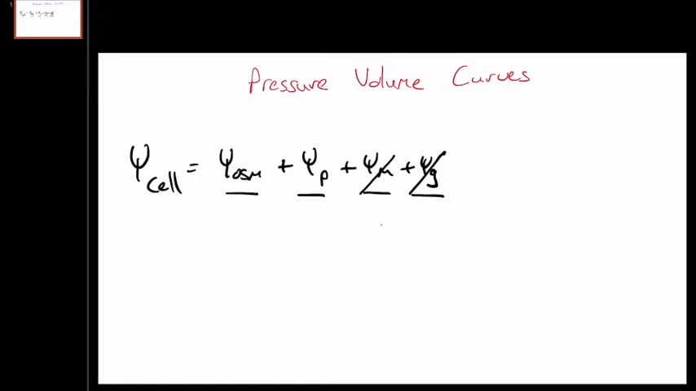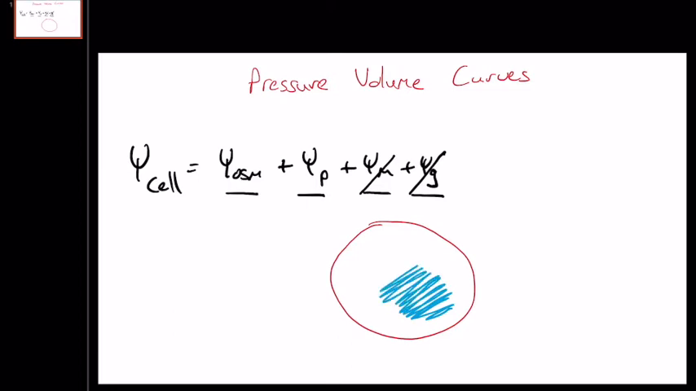So just as a reminder, this is supposed to be a cell, and here is the water content of that cell. And when that cell is full of water, that water is putting pressure on the cell wall.